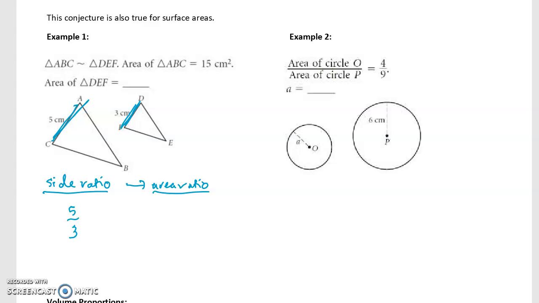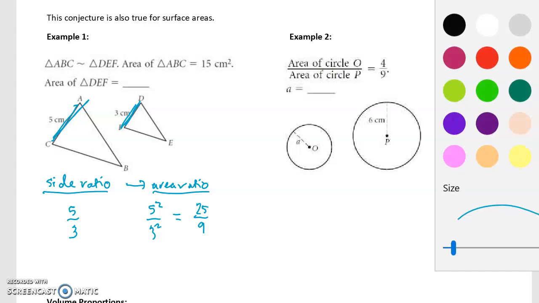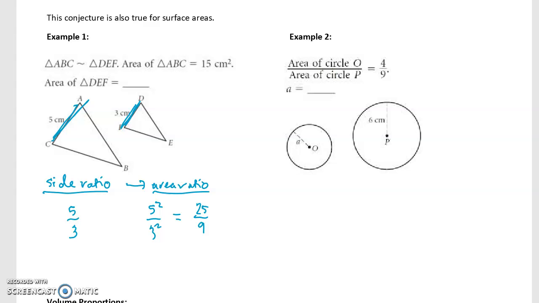So to go from the side ratio to the area ratio, we want to apply our conjecture, which tells us to square. So 5 squared to 3 squared is 25 to 9. So that means the area ratio of the big triangle to the small triangle is 25 to 9. So then how does that look for finding it? So this area, remember this is the big. So our area ratio is 25 to 9. Our big triangle has an area of 15, and our small triangle has an area of x.